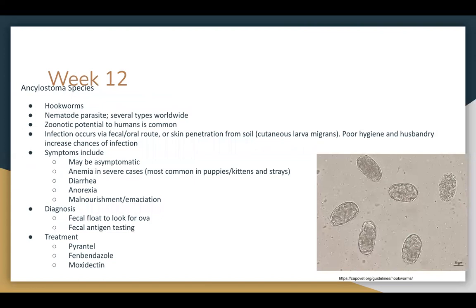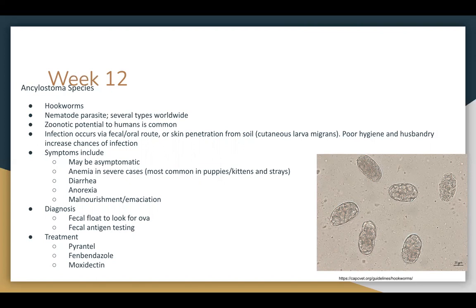And then we also talked about Ancylostoma, also known as hookworms. Hookworms are also a nematode parasite. They are found worldwide, and there are several different types of them. They are zoonotic to people, and they are contagious to other animals. They are usually spread via the fecal-oral route or via skin penetration from the worms in the soil.